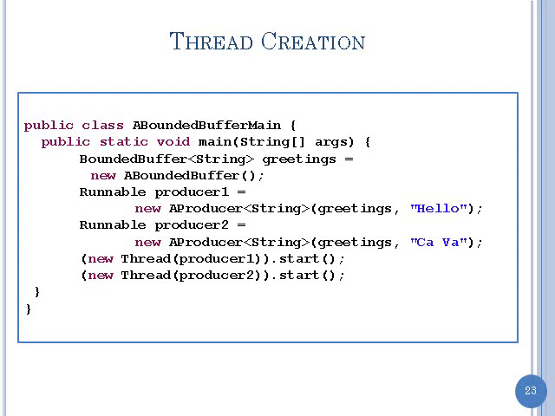And in thread creation, you say producer1 is the Runnable, a Producer<String> with greetings hello, and you pass a particular bounded buffer and a particular argument. For producer2, you pass the same buffer with a different argument, and you say new Thread(producer1).start(), new Thread(producer2).start(). Basically, think of it as an async procedure call, and you're going through all these hoops because Java did not want to have a special keyword, and it didn't want you to cheat on the number of parameters. So you understand now why it's designed the way it is.